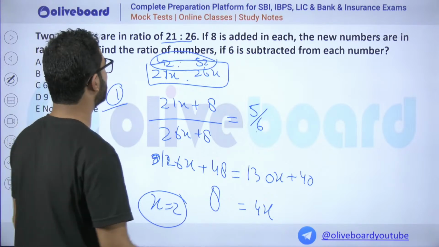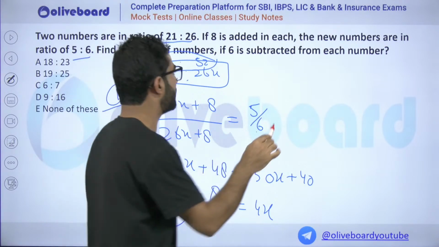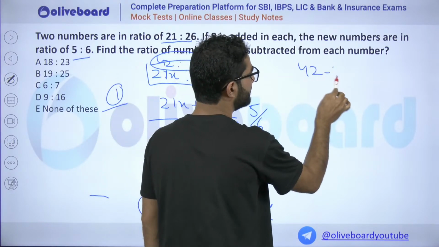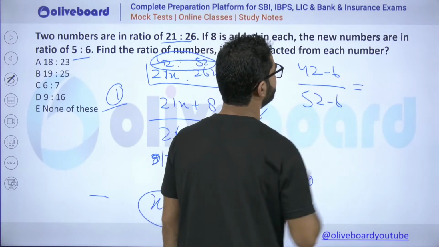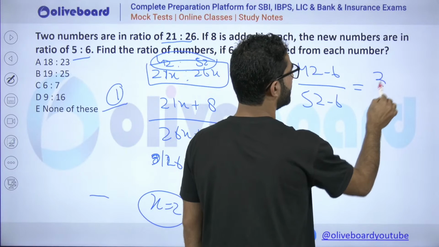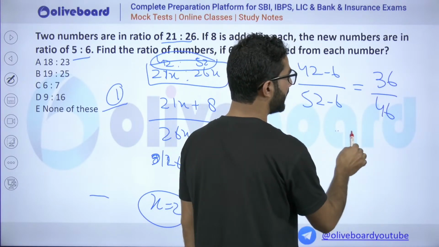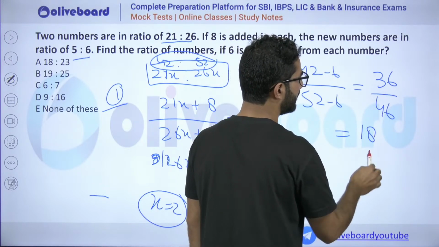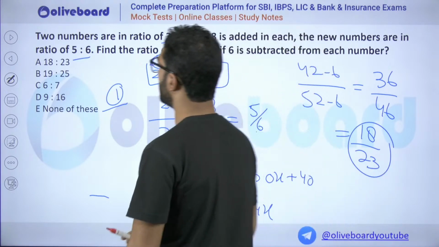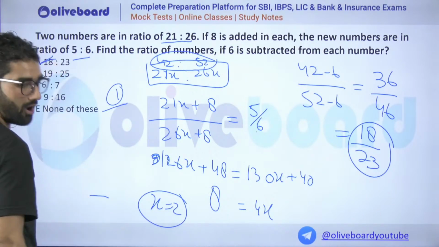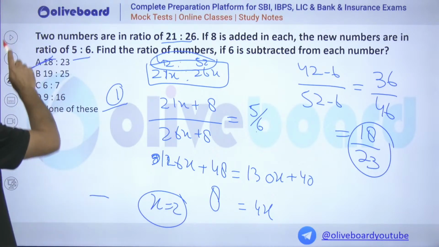Now the question is: find the ratio of the numbers if 6 is subtracted from each number. So we write 42 minus 6 and 52 minus 6. So it will be how much? It will be 36 and 46. We can reduce it by 2. That will be 18 and 23. So further they cannot be reduced. So 18:23 will be the option. So option A will be the correct option. Anil Kumar, yes, correct option, my dear.